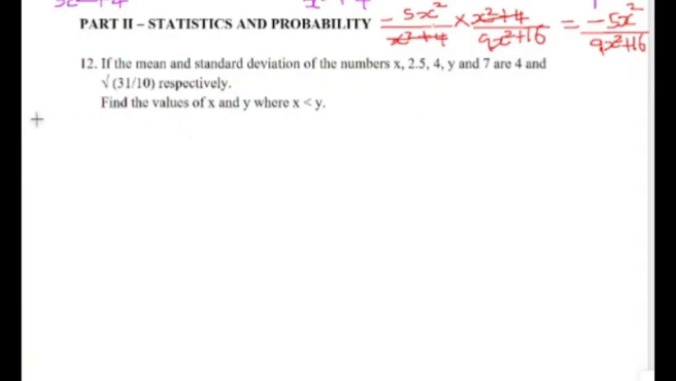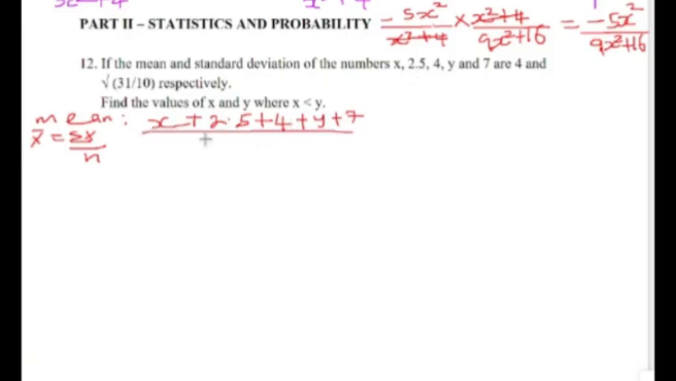So first of all, we're going to use the mean to formulate the first equation. We already know that the mean x bar is equal to the summation of x divided by n. So that's what we're going to use. So this becomes x plus 2.5 plus 4 plus y plus 7 divided by, there are 5 terms there, will give us 4.